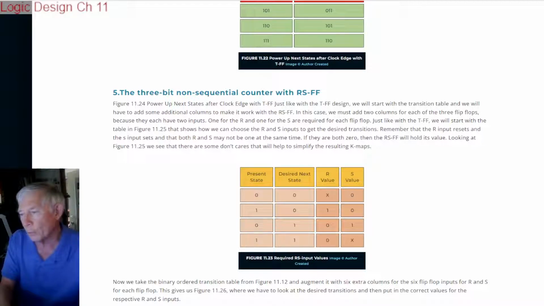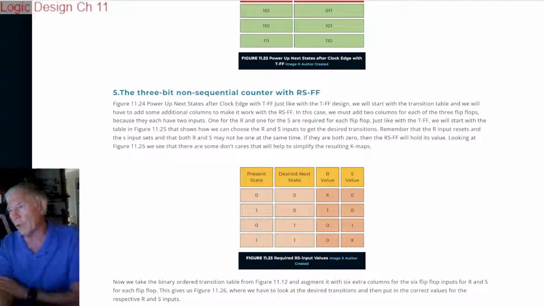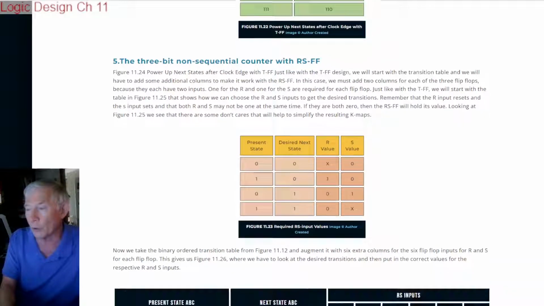If we're going from 0 to 1, R has to be a 0 and S has to be 1. And again, R can't be a don't care because we can't have R and S be 1 at the same time. And finally, if we want to stay at 1, then R has to be a 0 and the S can be a don't care. So we have two don't cares here, whereas with the JK, you'll see we'll have more don't cares.